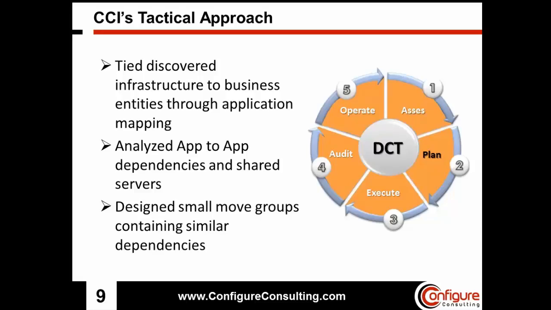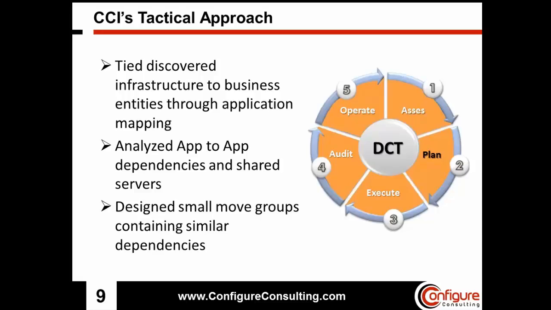So the terms move group and move event are what we use throughout the migration. Other people may use wave group or wave event. Essentially it's just grouping together servers and applications into one move group, and then the move event is the date that move group will move in. So a move event can be made up of multiple move groups, and a move group can be made up of multiple applications and servers. Our goal is to try and design the move groups to be as small as possible. The smaller the move group, the easier it is to control, the easier it is to manage, and it lowers the risk of the migration.